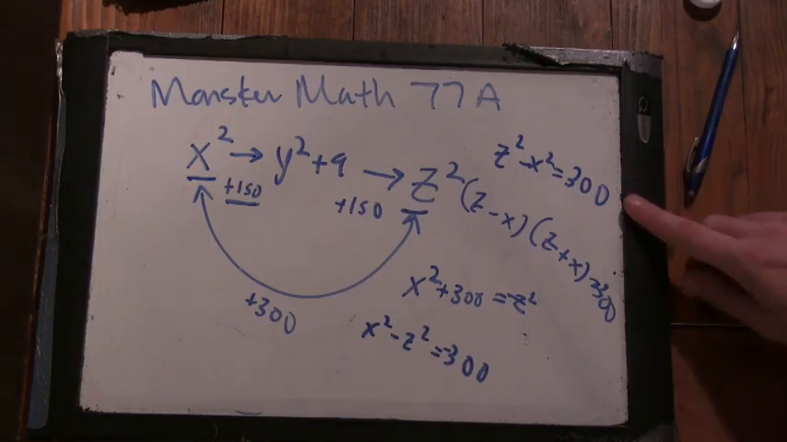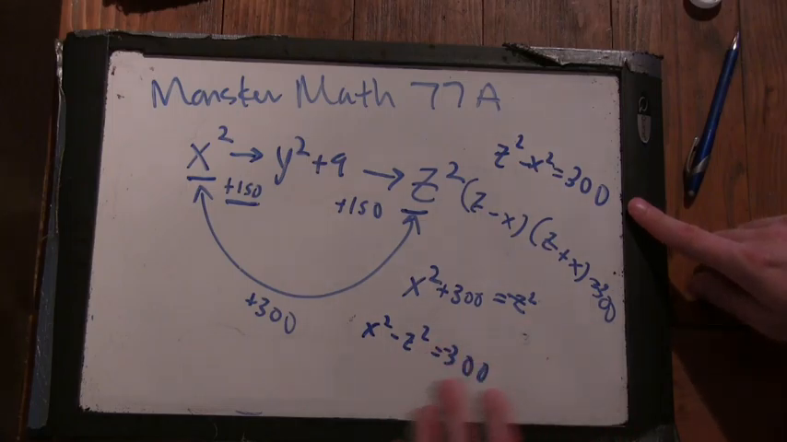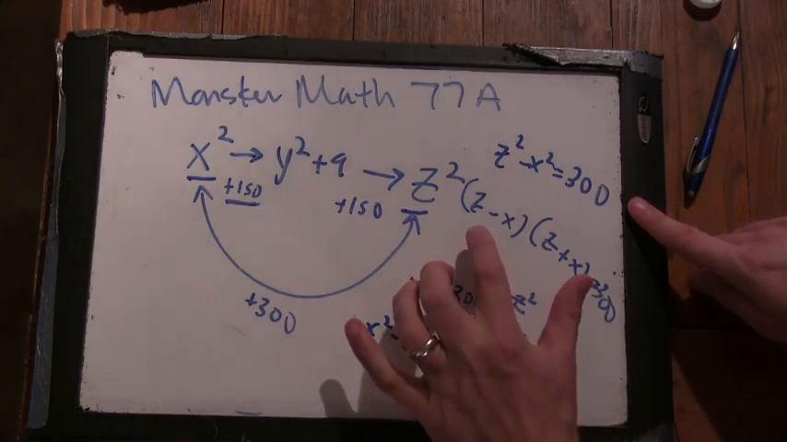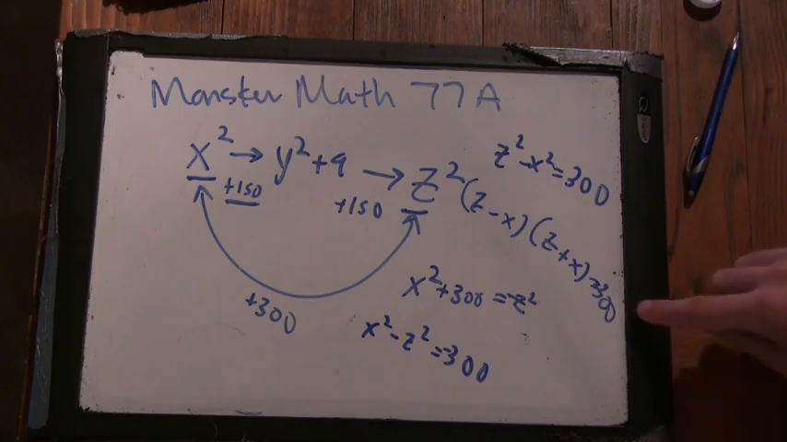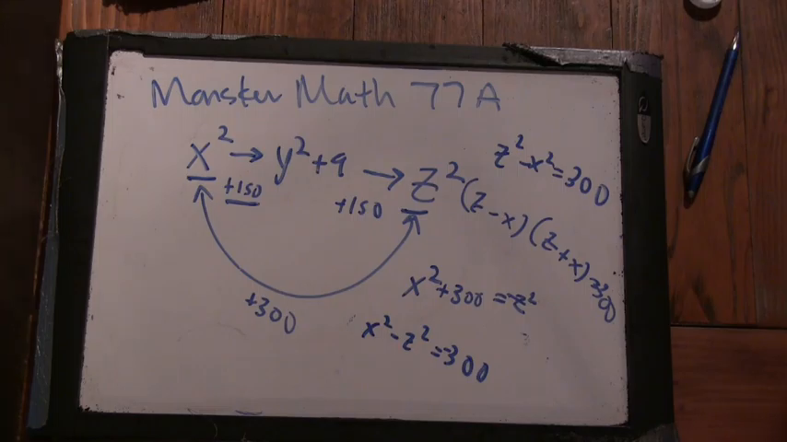The trouble here, moving the 300 over to the other side made it negative 300. Z squared is bigger, so you may as well do it with positives. The trouble is, solving this equation is going to be tricky because 300 has lots of factors. So try to apply this same idea somewhere else in the problem, in a different place.